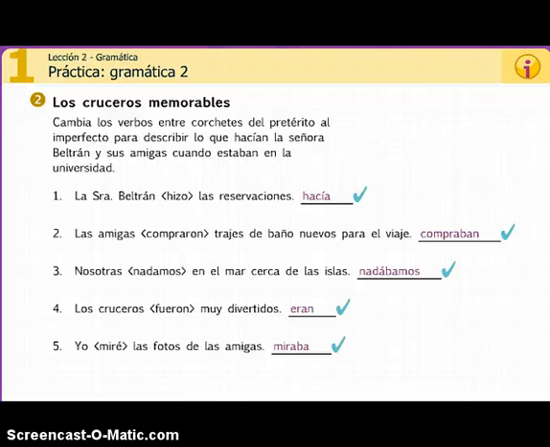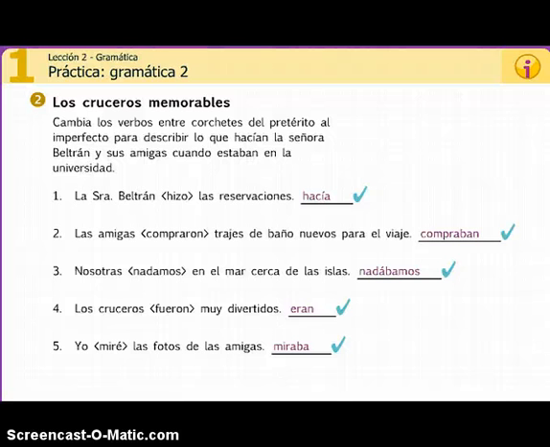Ok, vamos a checar nuestras respuestas ahora. Número 1, la señora Beltrán hizo las reservaciones. I knew that hizo was an irregular form of the verb hacer in the preterite, and my new answer in the imperfect is hacía. Make sure you remember that accent.